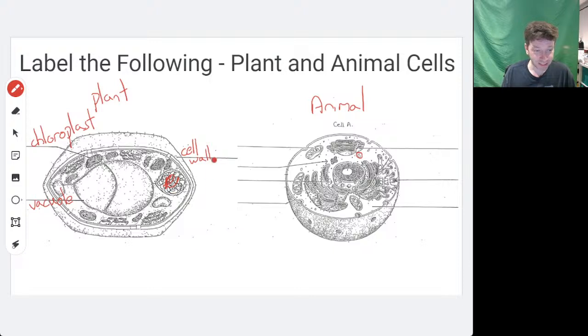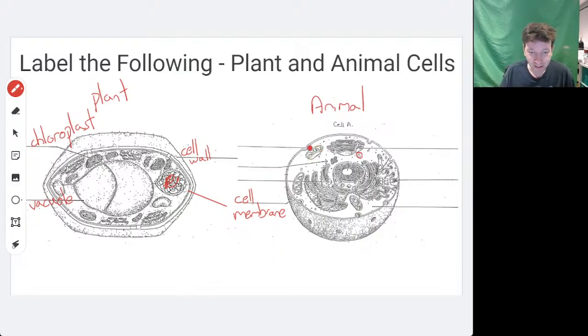All right, so animal cells, they do not have a cell wall. They have a cell membrane. Now be careful, because a plant cell also has a cell membrane. It's like right inside the cell wall there. Okay, so an animal cell does not have a cell wall, but they both have cell membranes.